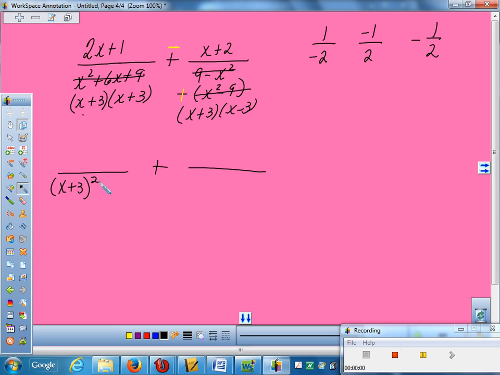Are there any other terms I need in my common denominator? I see 1 x minus 3, so therefore I have to have one of those as well. I'm going to have x plus 3 squared and x minus 3. Now you go back, that's the common denominator, and you ask yourself, what is the first fraction missing? It's missing x minus 3, so it's going to get multiplied by x minus 3.